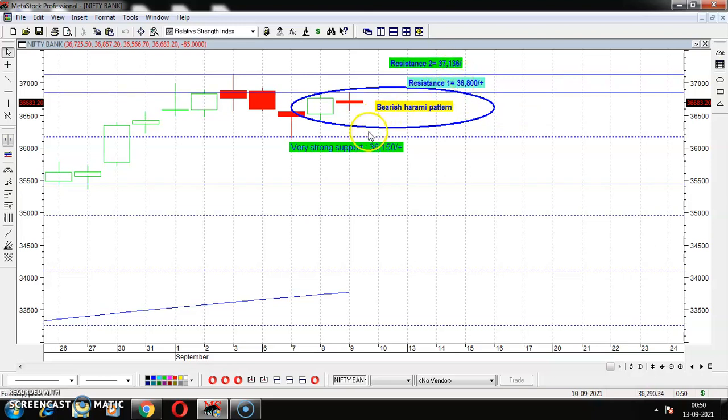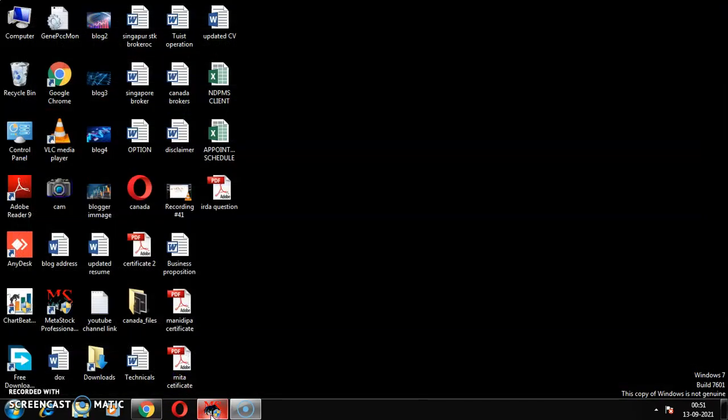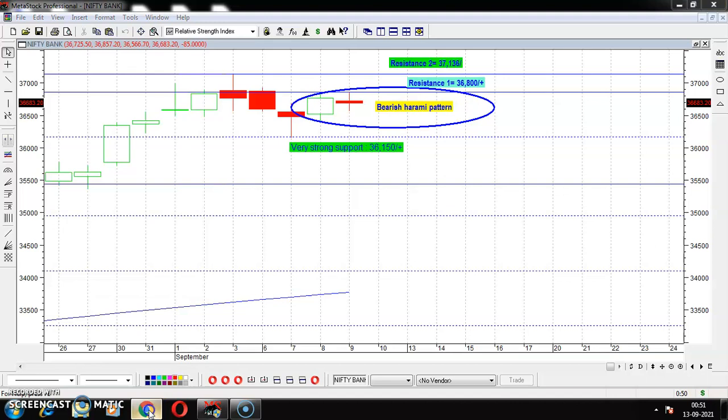If it goes upside, the first resistance would be 36,800 plus and the next would be 37,136. But if it goes below, a vital support would be 36,150. If this support is broken, then Bank Nifty can come down. Now, as far as this Fibonacci retracement is concerned, another thing we have to check is the volatility. I'm showing what the volatility says.